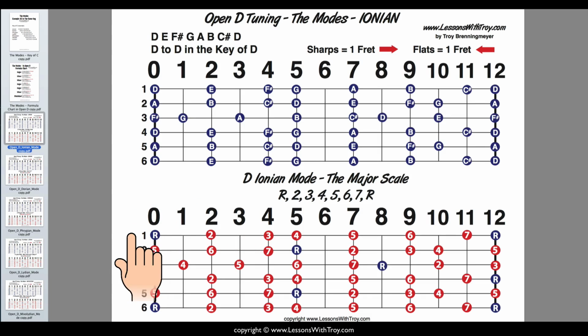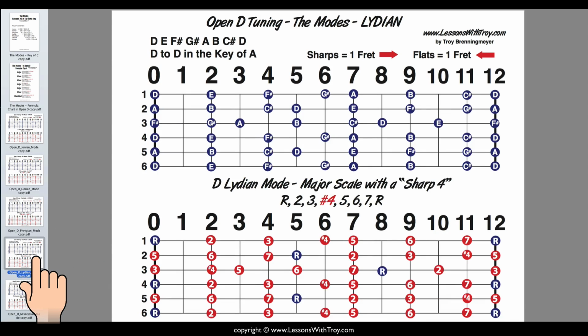And then down here, I've written it out as far as the root, 2nd, 3rd, 4th, 5th, 6th, 7th, right? Root, nothing's changed on the Ionian mode. Now let's go to the one I just played, that Lydian mode. Now, if you notice, it tells our mode right up here. And then you go down here, you see root, 2nd, 3rd, sharp 4, 5, 6, 7, root. Okay, it's a major scale with a sharp 4.